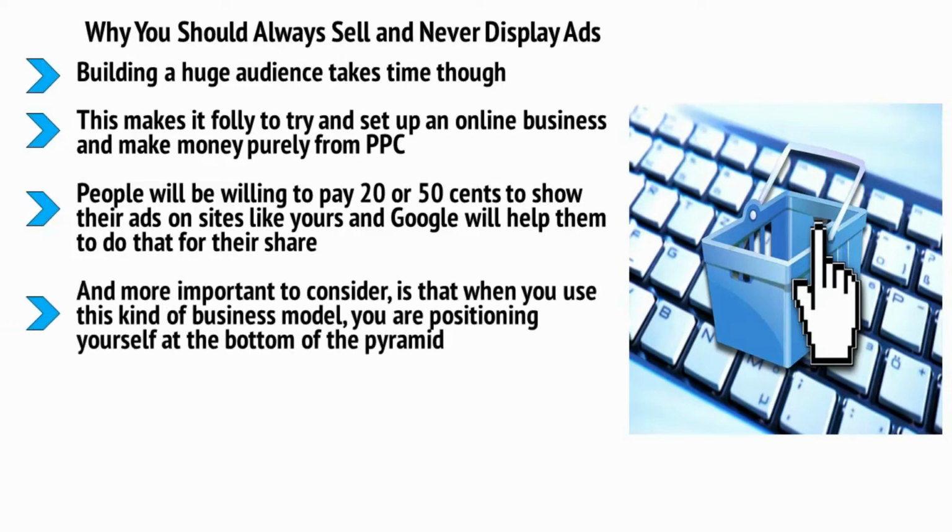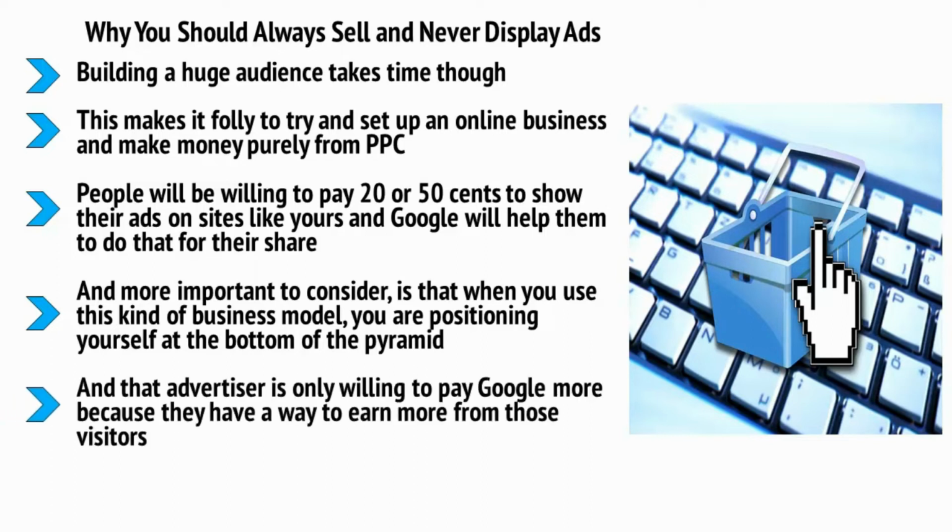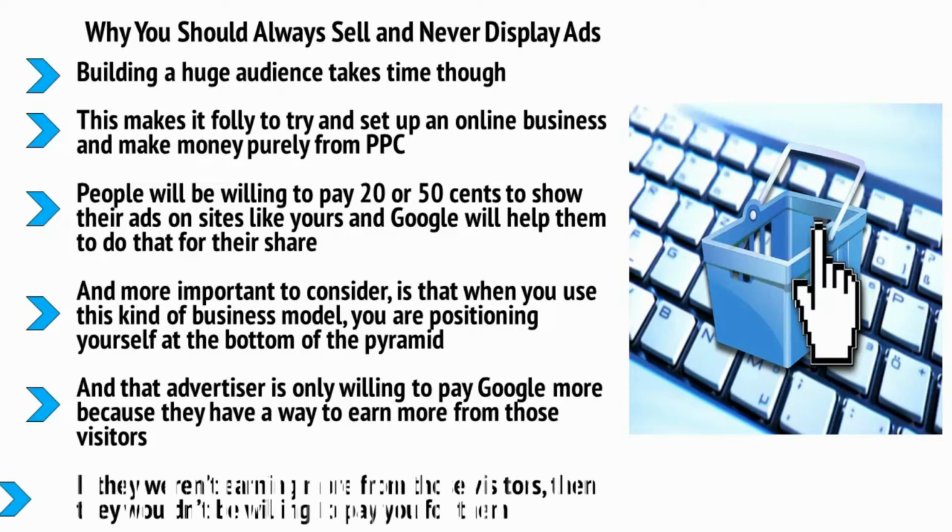And more important to consider is that when you use this kind of business model, you are positioning yourself at the bottom of the pyramid. Google is paying you to show those ads because an advertiser is paying them more. And that advertiser is only willing to pay Google more because they have a way to earn more from those visitors. Chances are that they're selling them a digital product for several $100s, and you're earning a few cents. If they weren't earning more from those visitors, then they wouldn't be willing to pay you for them.